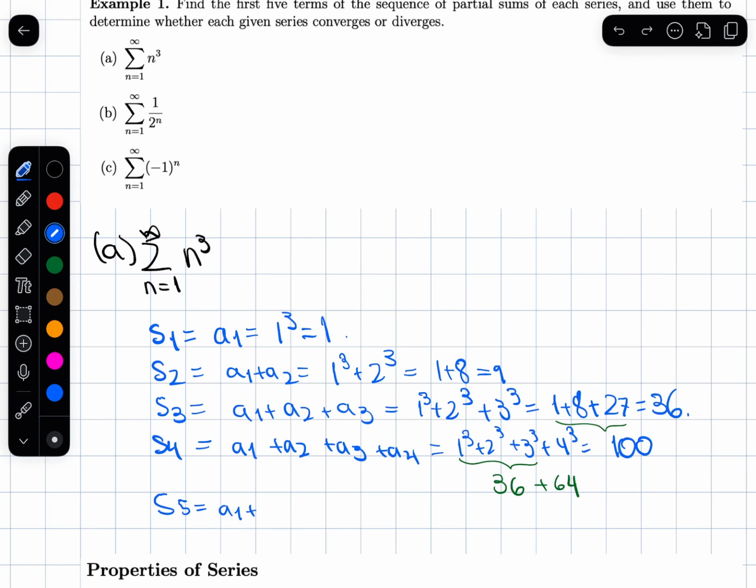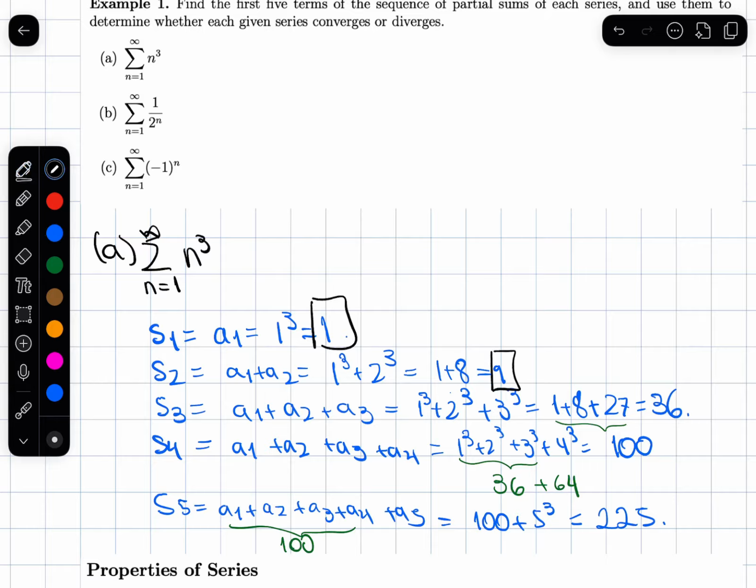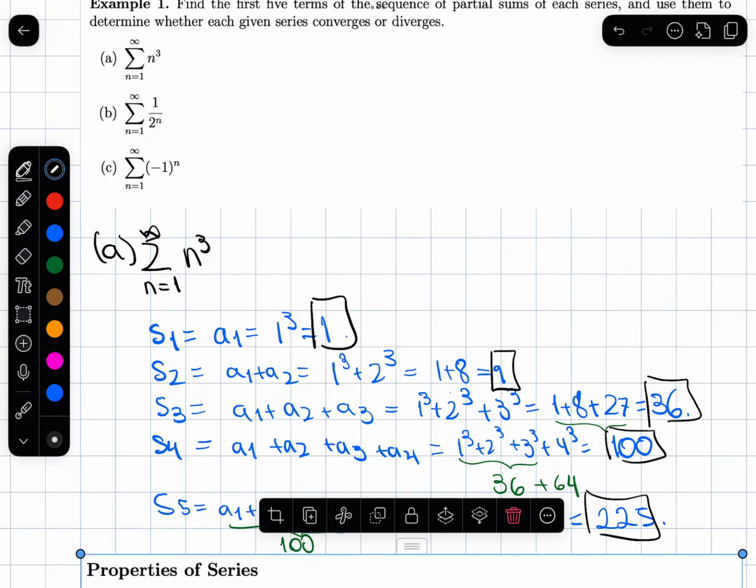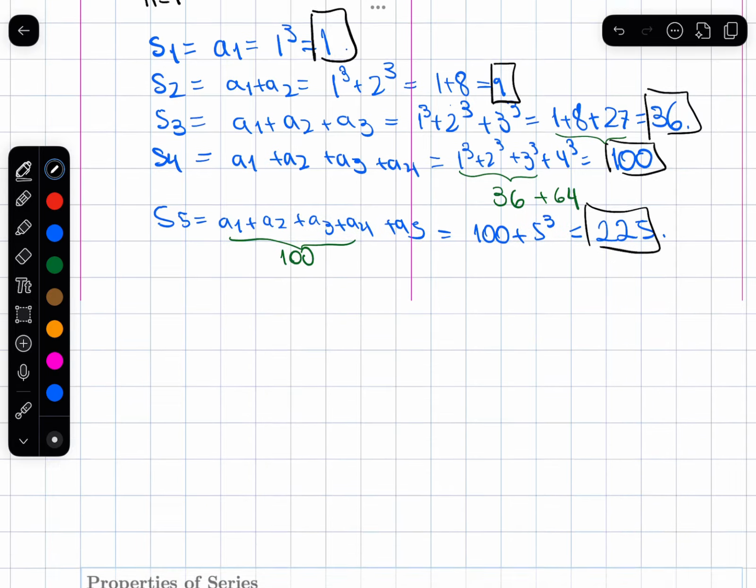So S5 is a1 plus a2 plus a3 plus a4 plus a5. And so all of this is already 100. So I just have to add 100 plus 5 cubed, okay? And 5 cubed is 125. So this is 225. So if you box each term of the sequence of partial sums, you see that they get bigger and bigger. And let me move this out of the way here for a second so we get a little more space.